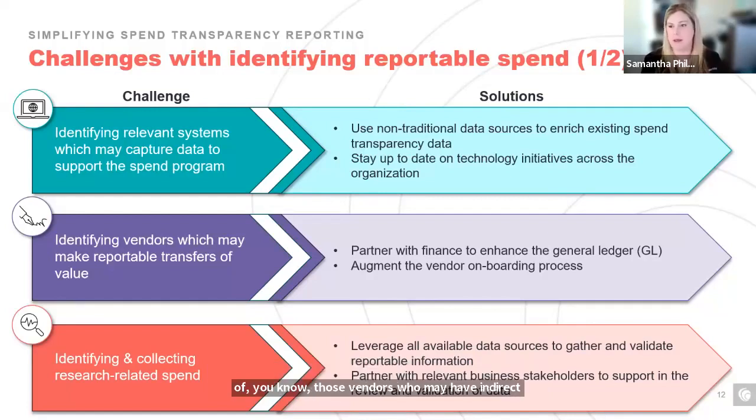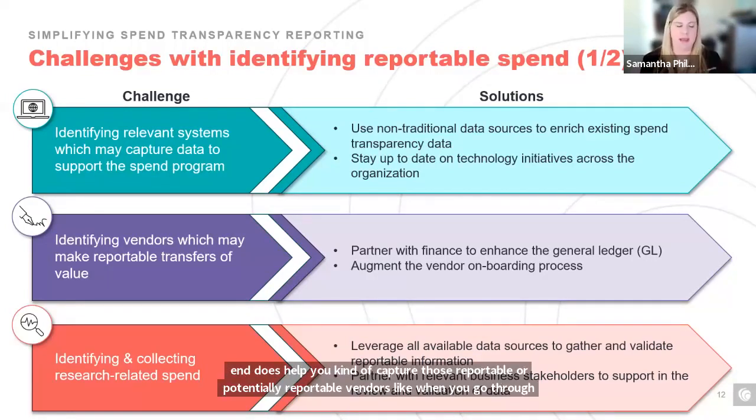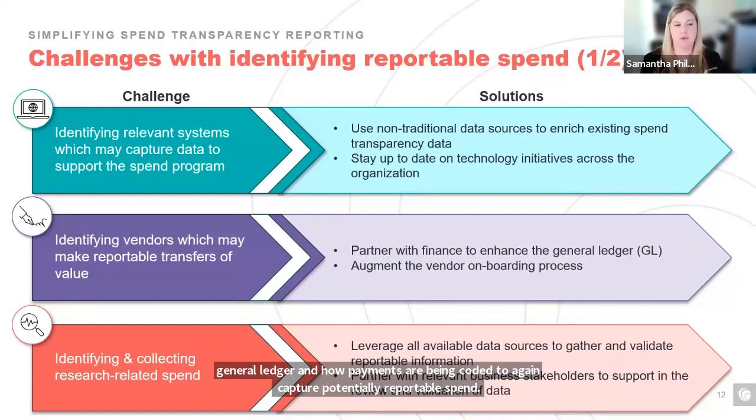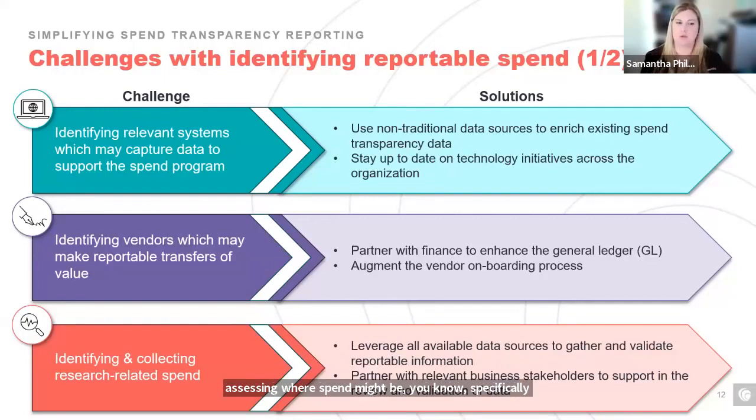The other thing we talk a lot about in this bucket is how you can enhance the general ledger and how payments are being coded to capture potentially reportable spend. When I'm assessing where spend might be, specifically in an enterprise resource context like an SAP, I think about it in two dimensions. One dimension is, do I have a way to filter down to reportable vendors? And then lens B is, do I have a way to narrow it down by general ledger account?